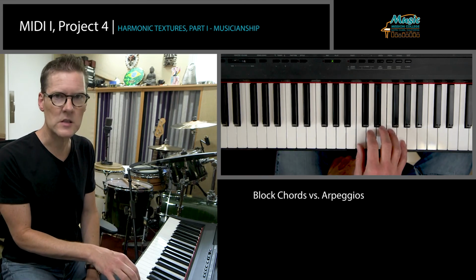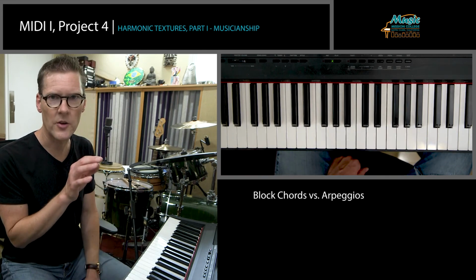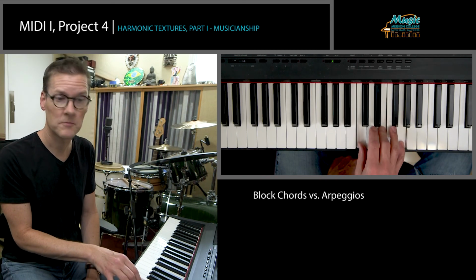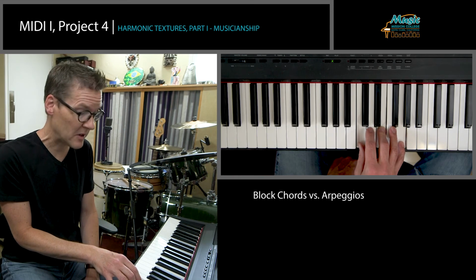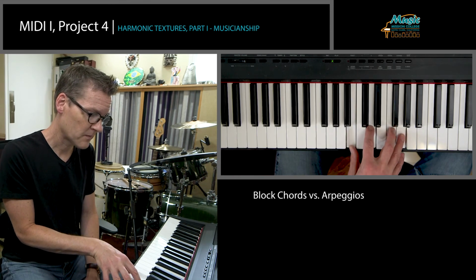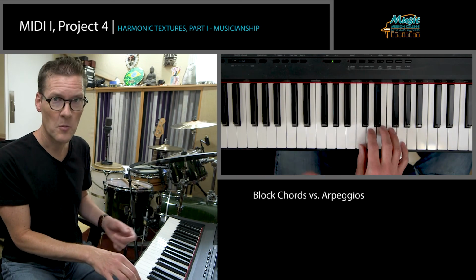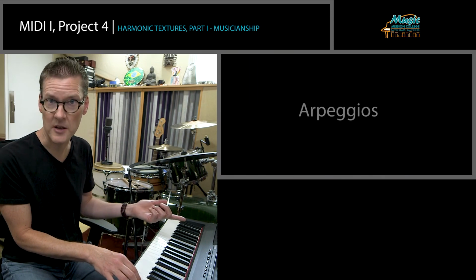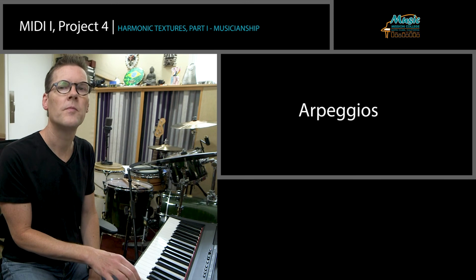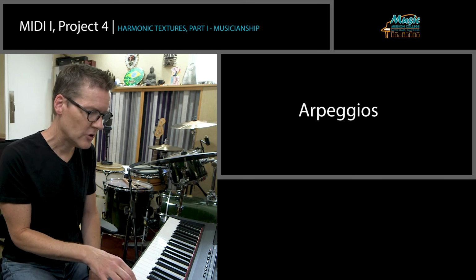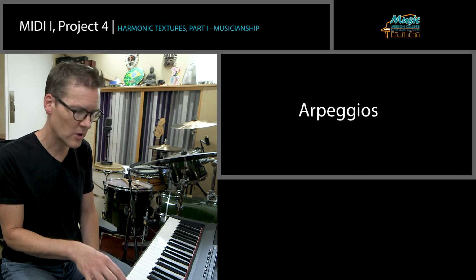So if I just take a C chord and I play all the notes together at the same time, that's considered a block chord. Just like the way I've been doing it so far. If I play the notes of the chord, but I play them in a sequence like this, that's called an arpeggio. And you could do that for all the chords.